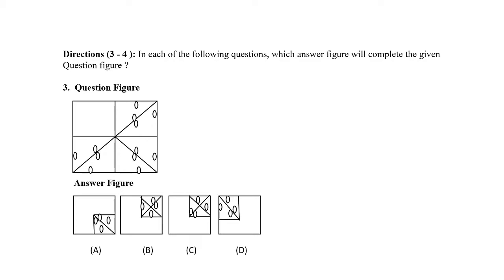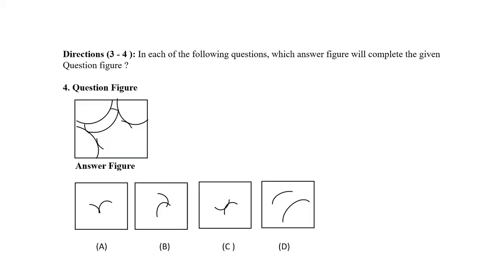Directions for 3rd and 4th questions. In each of the following questions, which answer figure will complete the given question figure? Observe this question figure. 3 parts of this question figure are given. We have to fill the 4th part. I want to draw a line like this. Diagonal lines are completed. Then observe this. There are 2 circles in these 3 parts. Write 2 circles like this. Then see, write another circle here. One more circle here. So what is the answer option? 4th option. Option D.